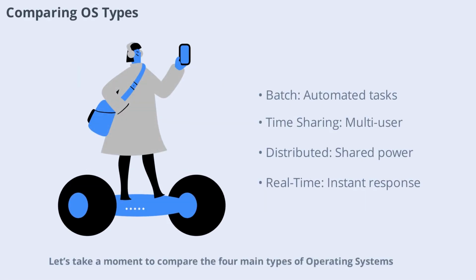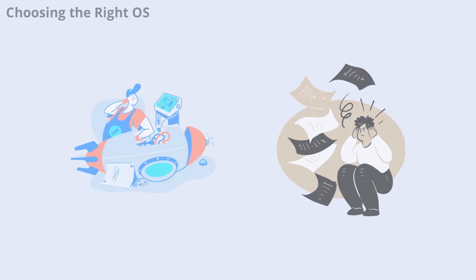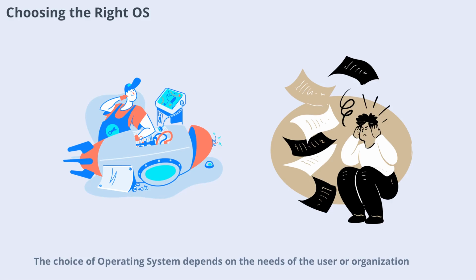Let's take a moment to compare the four main types of operating systems. Batch OS is great for repetitive automated tasks. Time-sharing OS allows multiple users to work together. Distributed OS connects many computers for shared power. Real-time OS ensures instant responses for critical systems. Each type serves a unique purpose in the world of computing. Choice of operating system depends on the needs of the user or organization.